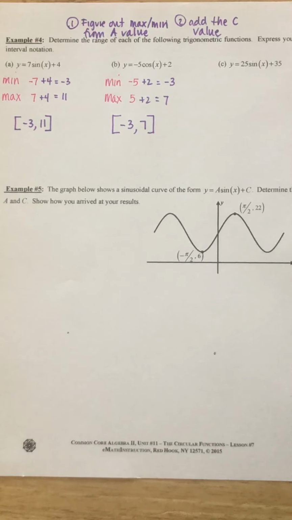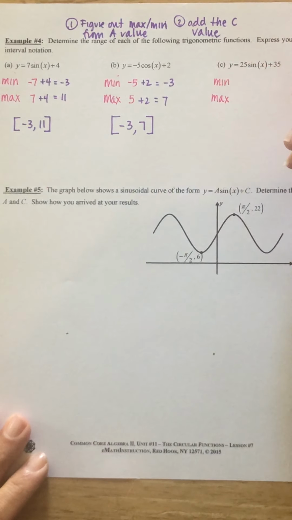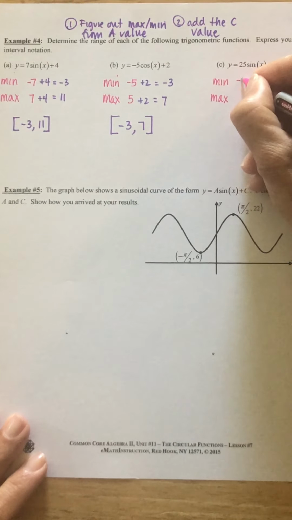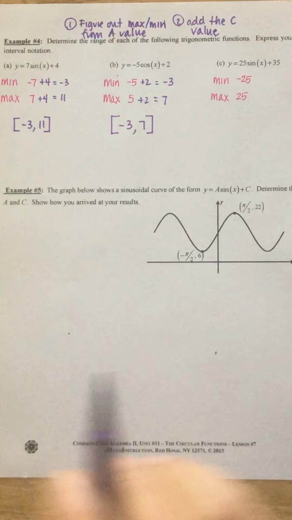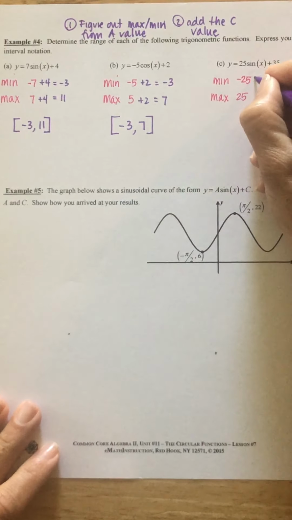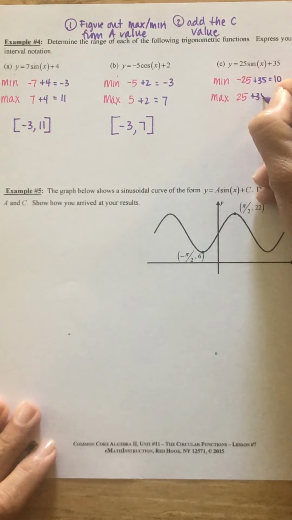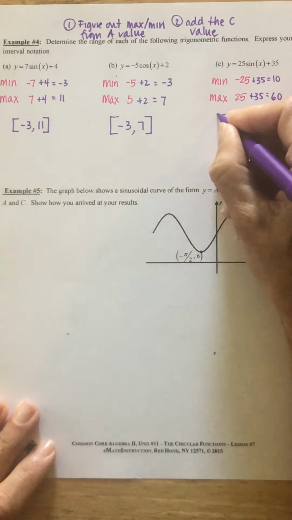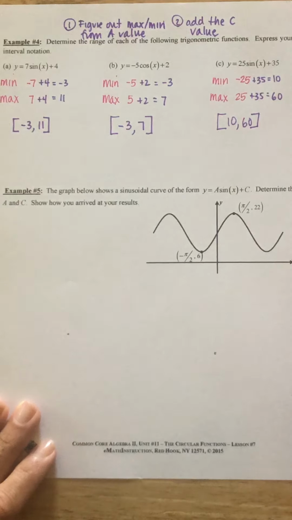All right, this one is a big one, right? We have a min and max value in C. Wow, A value of 25. This is more like a real life problem that you'll see down the road. My min would be -25. My max would be +25. I add my shift in, which happens to be 35. It gives me a new minimum of 10 and a new maximum of 60. Okay. So now our interval notation, low value of 10, high value of 60, brackets on both.